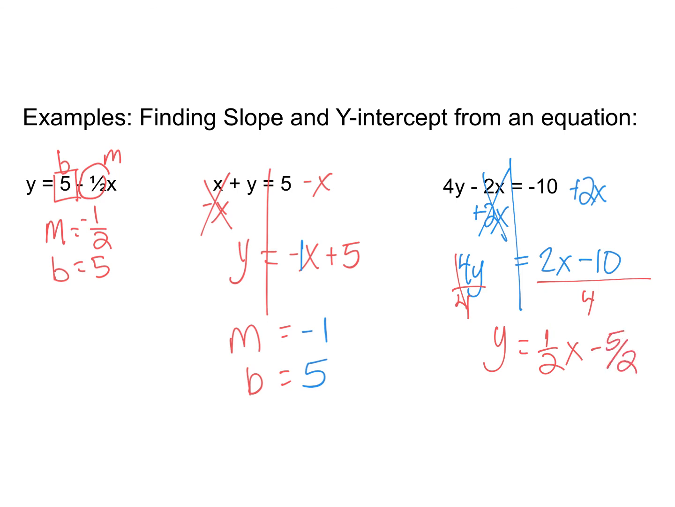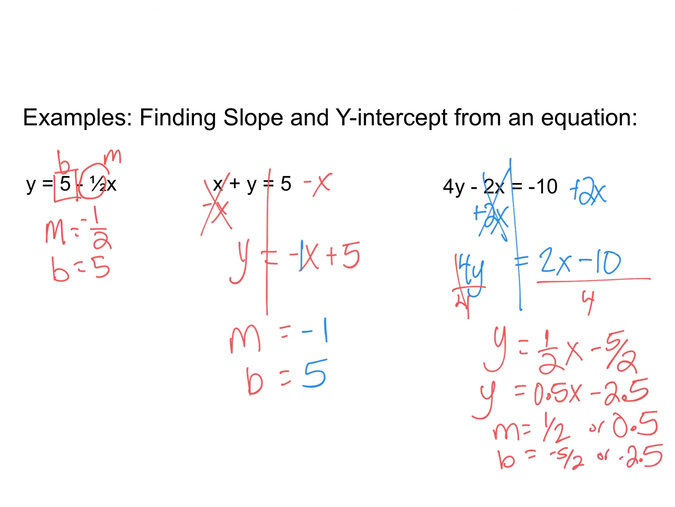Or you might write this, because 2 divided by 4 is 0.5x, you could do that. And 5 divided by 2 is 2.5. You could have written it like that as well. So if you did that, m would either be 1/2 or 0.5. And b would be -5 over 2 or -2.5. Either one.